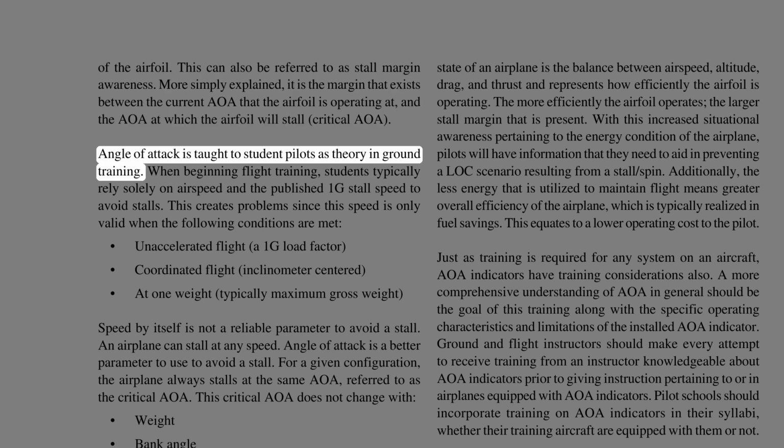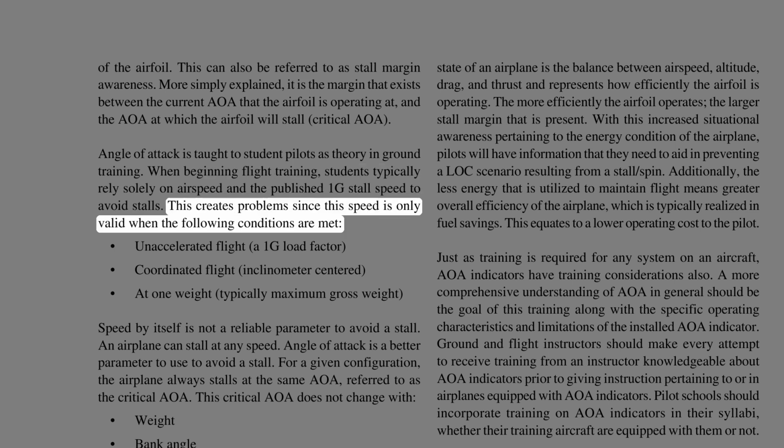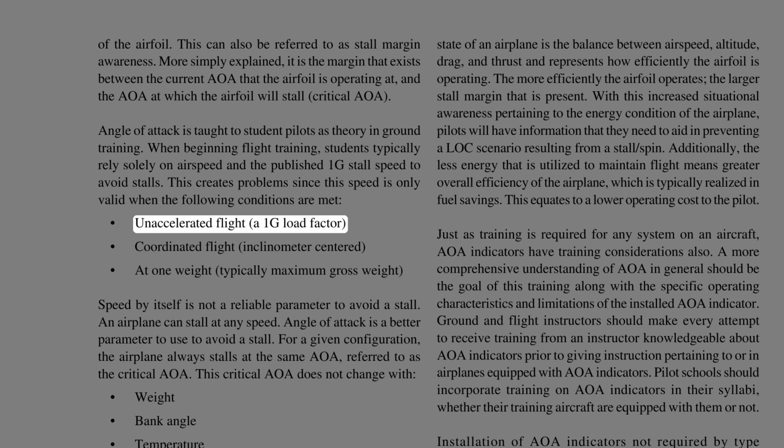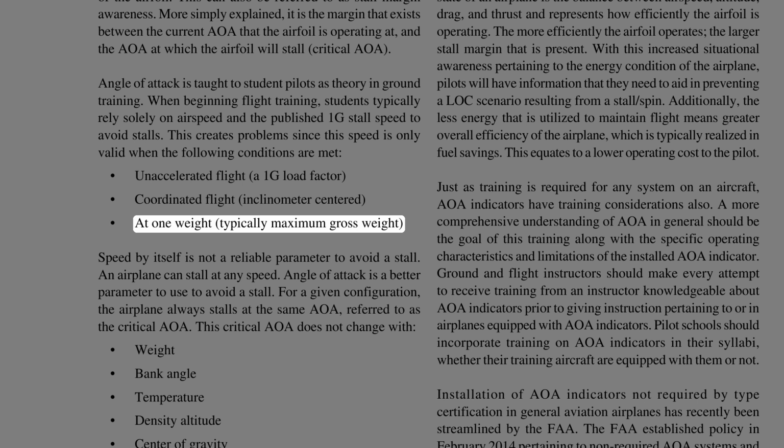Angle of attack is taught to student pilots as theory in ground training. When beginning flight training, students typically rely solely on airspeed and the published 1g stall speed to avoid stalls. This creates problems since this speed is only valid when the following conditions are met: unaccelerated flight, a 1g load factor; coordinated flight, inclinometer centered; and at one weight, typically maximum gross weight.